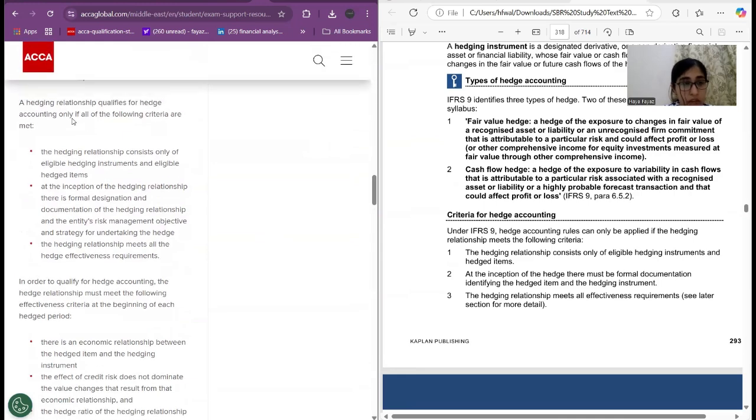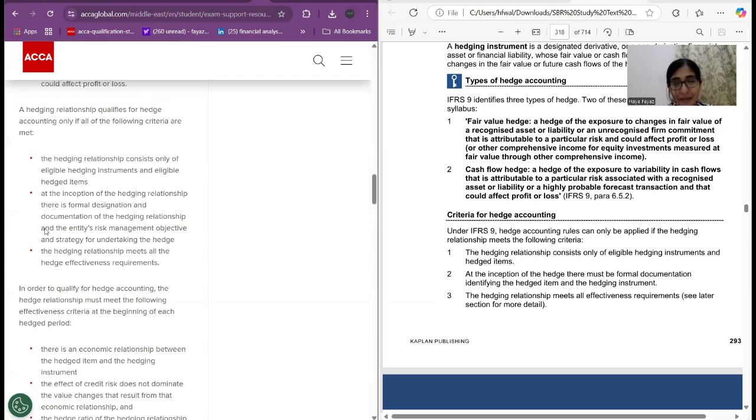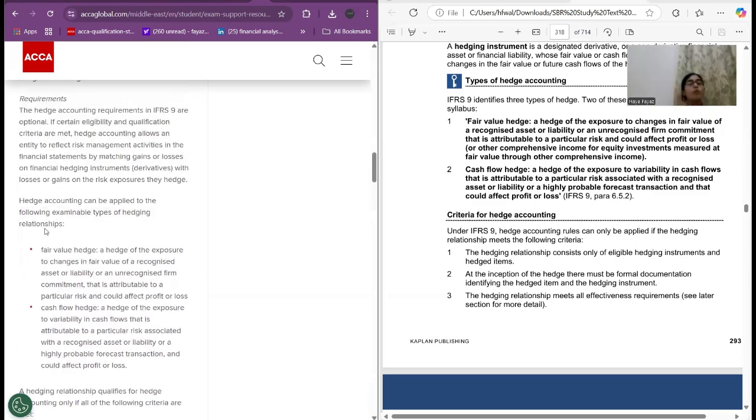Yeah, see, a hedging qualifies for hedge accounting only for... yeah, this is the same thing. I'm sorry, guys. This is technically the same thing. So I'll just try to not make it any more complicated.